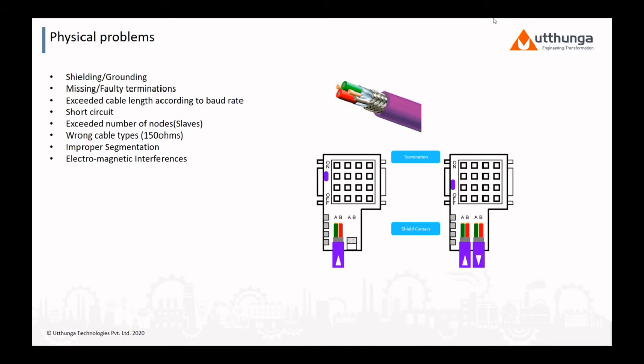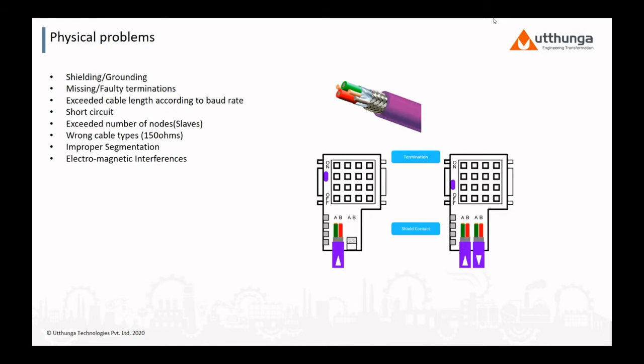Then the last one is electromagnetic interference. Electromagnetic interference is a permanent or transient alteration in the electrical signal. The electrical field is generated by a simple voltage difference, while the magnetic field is usually generated by a small current difference. If you go to your plant, you can see a lot of high power consumption devices, like drives or controllers. These have a lot of current and voltage fluctuations. So you need to do proper segmentation.